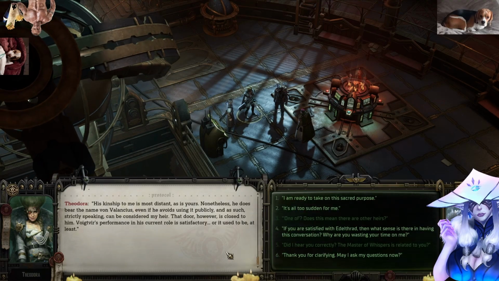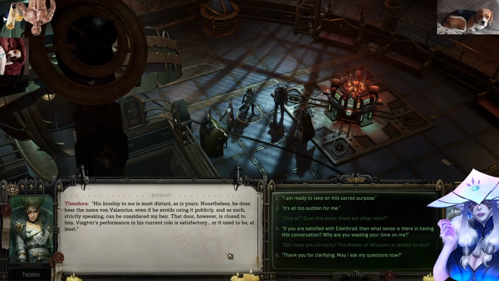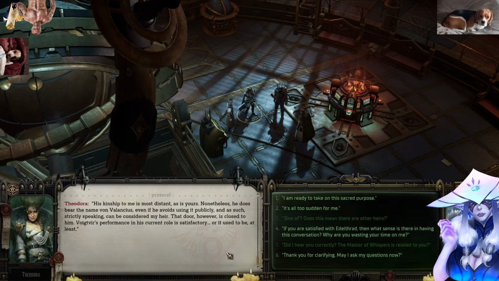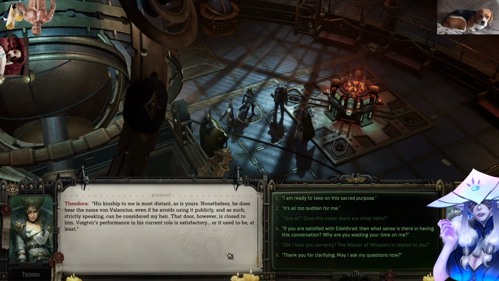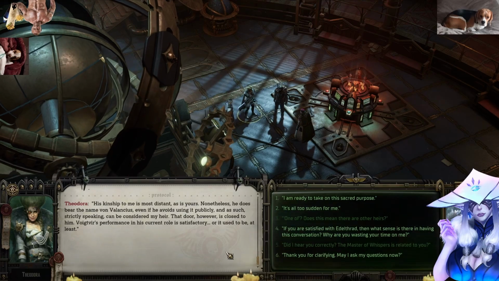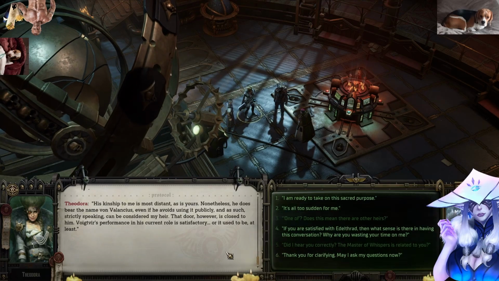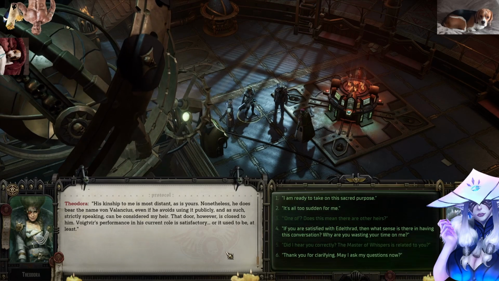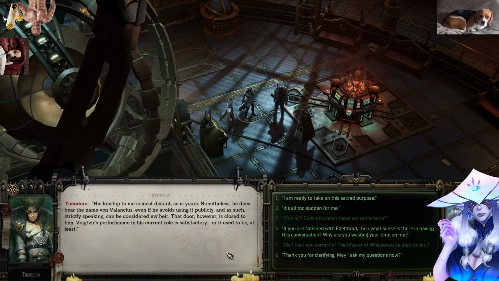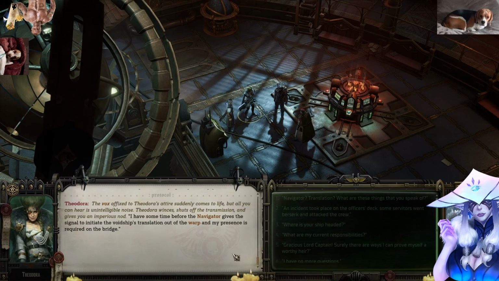His kinship to me is most distant, as is yours. Nonetheless, he does bear the name von Valancius, even if he avoids using it publicly, and as such, strictly speaking, can be considered my heir. That door, however, is closed to him. Voitvir's performance in his current role is satisfactory. Or it used to be, at least. Thank you for clarifying. May I ask questions now?